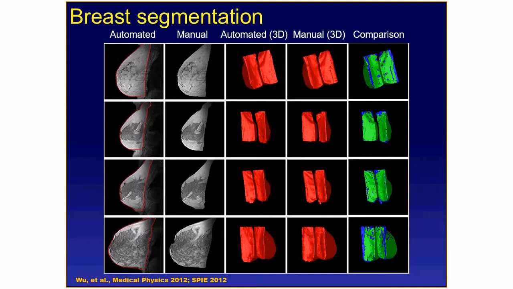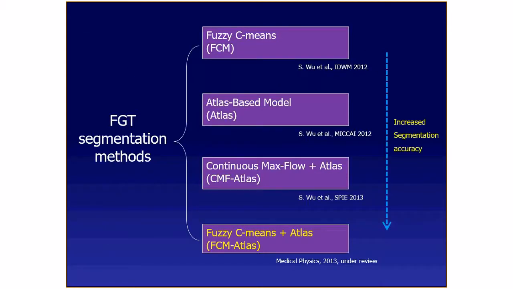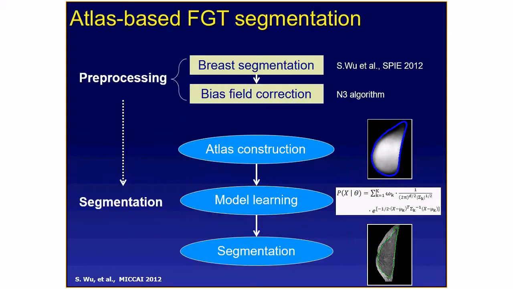And this is a result where we compare the automatic method with manual segmentation by a radiologist, on the 3D volume of the breast, and there is pretty high agreement. Now, when you have the breast, within this area we then find the dense areas. We have several methods involved, so I will just talk about the last one.